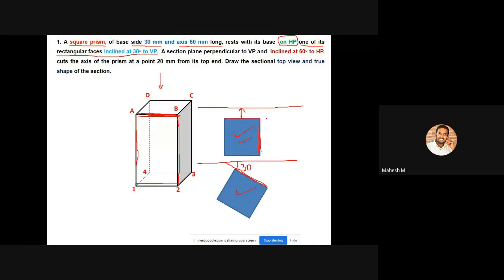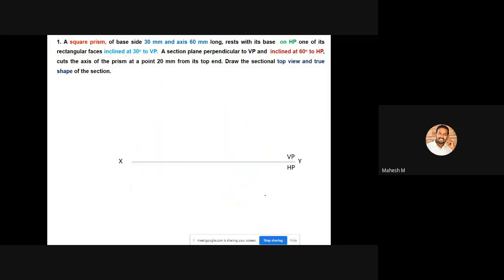So this is a wrong diagram and this one is the right diagram. So you have to create a reference line and an inclined line with an angle of 30 degree. Then you can create your square. The side of the square should be 30 mm. After that, please project each and every corner towards the front view position. Before that, you can name each corner with the notation a1, b2, c3, and d4.